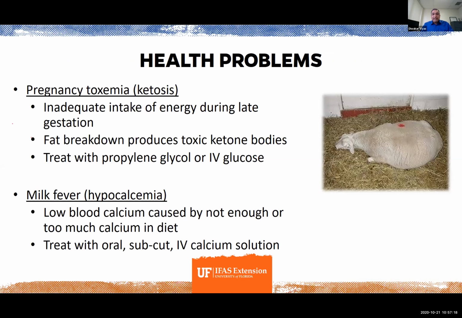Okay, so health problems, as I mentioned, pregnancy toxemia and hypocalcemia. So pregnancy toxemia, as I mentioned, is inadequate intake of energy during late gestation, fat breakdown, which produces ketone bodies. We need to provide some intravenous glucose to treat these animals. And hypocalcemia is a low blood calcium. We treat with either oral, sub-Q, or intravenous calcium.